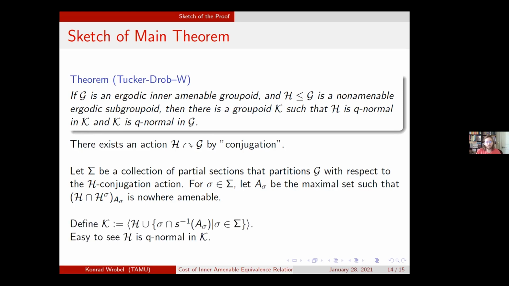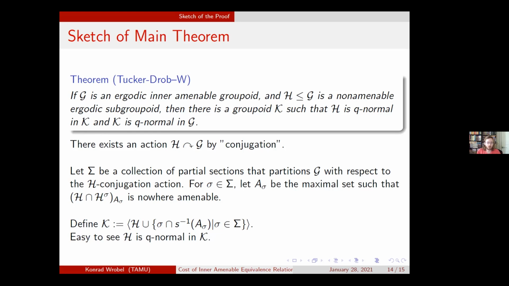And we can immediately define the groupoid K as the subgroupoid H unioned with all of the parts of sigma that live above A sigma. All right, so K is just going to be H as well as all of the places, all the parts of the groupoid, where conjugating by that part of the groupoid leaves our groupoid H nowhere amenable.